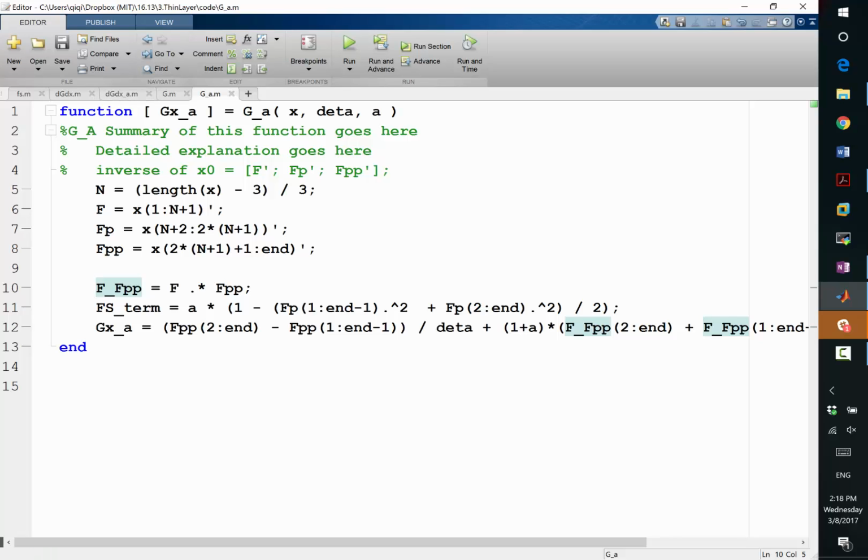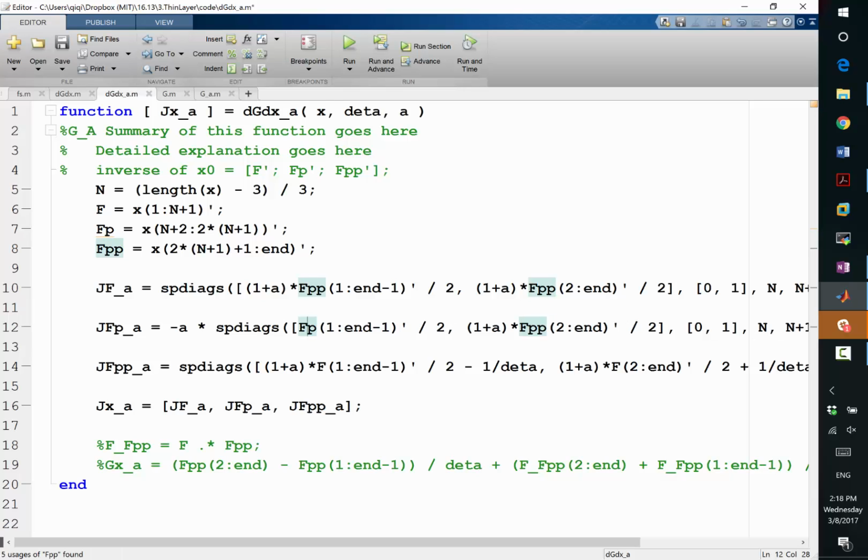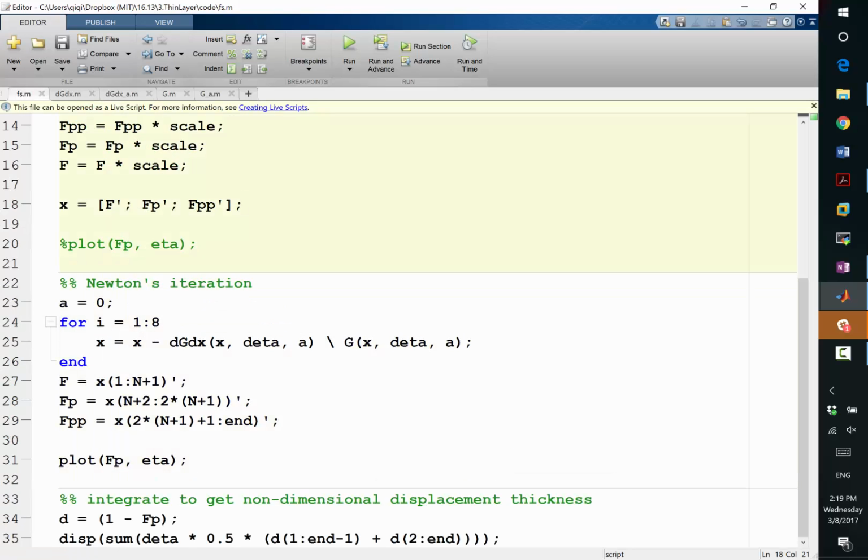If I differentiate this Fp squared divided by 2, I just get Fp. So this is Fp, and I don't have to divide by 2. I don't have 1 plus A, I have Fp, and I don't divide by 2. I think that's all the modification we need to do on the Blasius equation to get a Falkner-Skan solver. So let's first get the same initial condition and run Newton's iteration.